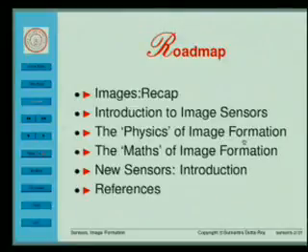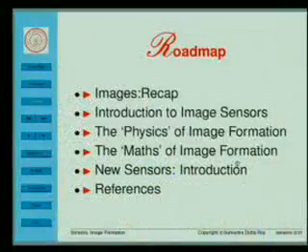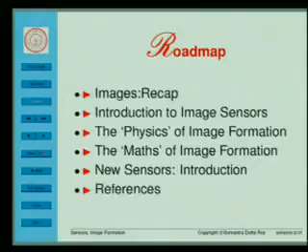One is what I like to call the physics of image formation, and the other is the maths of image formation. By physics, I mean that if there is a particular point in the world with a particular color or a particular intensity level, once we image that, what will be the color or the intensity level at an image point. That is something that I refer to as the physics of image formation.